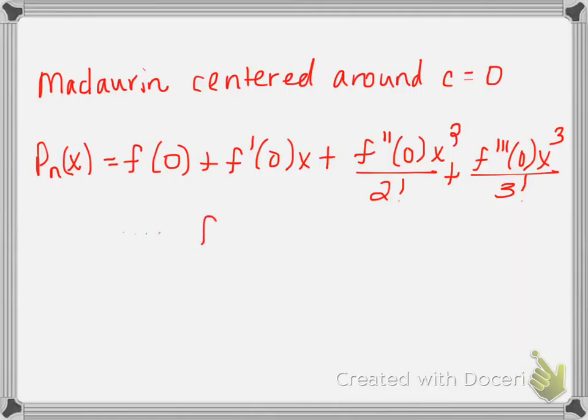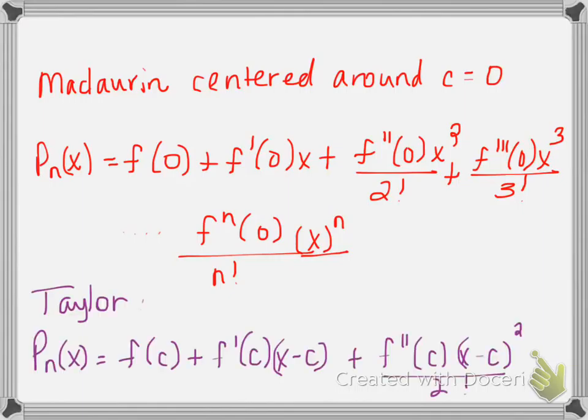And then this pattern continues to the nth derivative over n factorial and then x to the n. A Taylor polynomial is the same thing, except instead of plugging in 0, we plug in c. So f of c plus f prime of c times x minus c instead of x minus 0, or instead of just an x, plus f double prime of c, x minus c over 2 factorial. I will continue that here. F triple prime of c times x minus c to the third over 3 factorial.